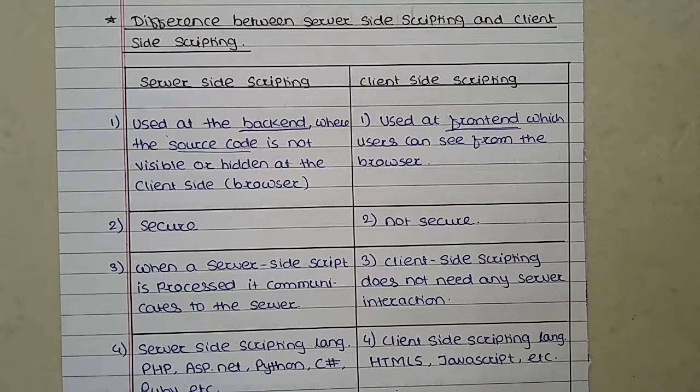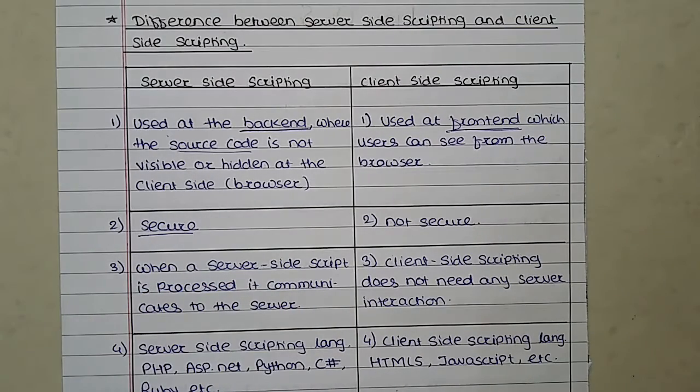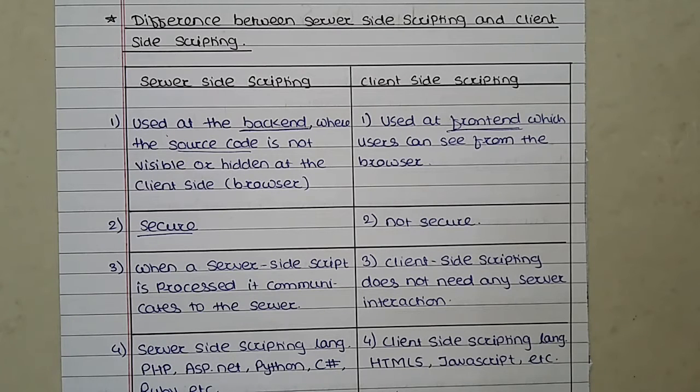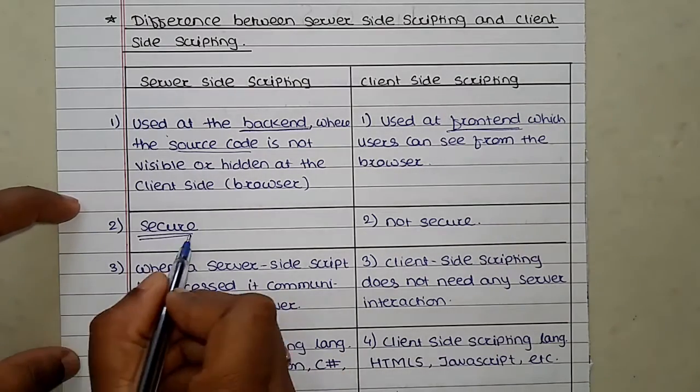Server side scripting is a back end, which means it provides security. Why? Because the exact source code for implementing that web page is not visible to the clients. Why secure? When the source code is visible to the client, clients can make corrections or modifications in the website. This is misuse of the website or web pages. If the source code is hidden from the clients, it is secure. We cannot change any details.